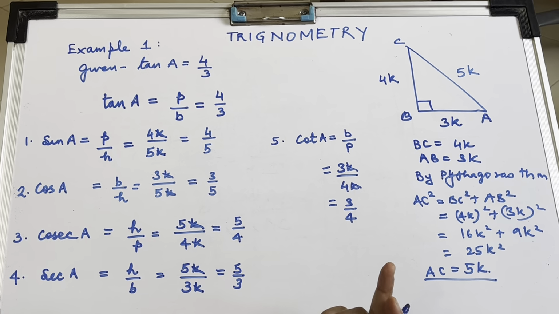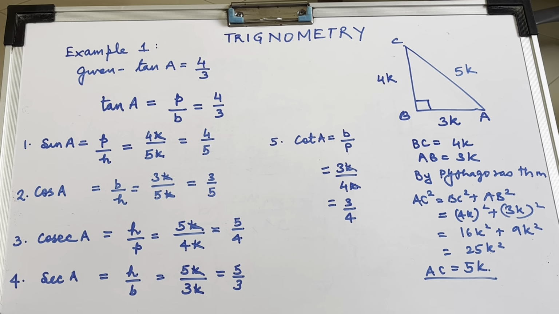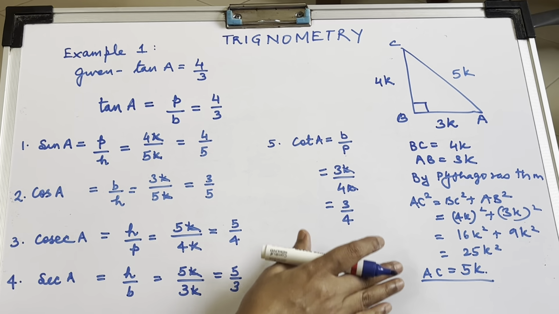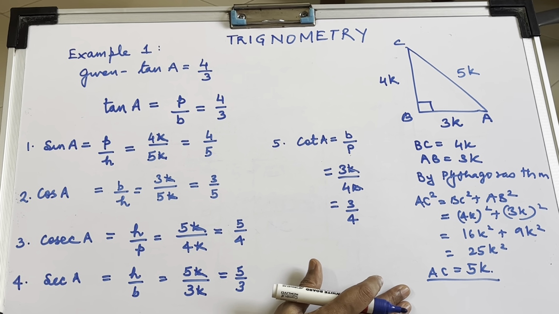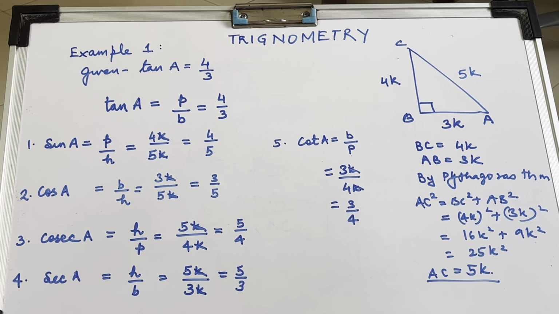I hope you understand how we calculate the various ratios if a single ratio is given to us. First we apply Pythagoras theorem and find the third side, and accordingly we write the remaining ratios.